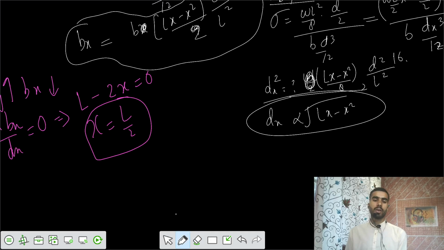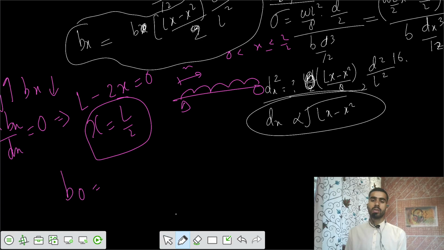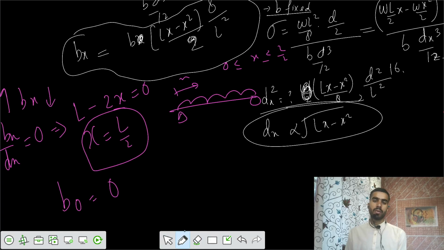If you ask what's the value of width at 0, this was your simply supported beam, so we take x from 0 to L by 2. The width at 0 comes out equal to 0 from this equation. Similarly, if you substitute the value at x equal to L, because this is symmetric, the width should be 0 at the end also.